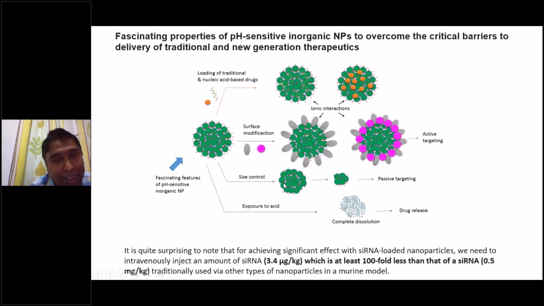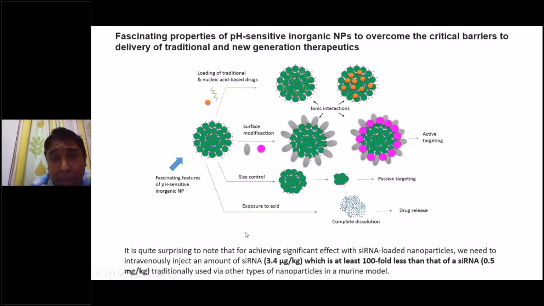And you can also control the size of the particles. That is important for passive targeting, as I said. The tumor vasculature, for example, is leaky. So you can do passive targeting by controlling the size of the nanoparticles.